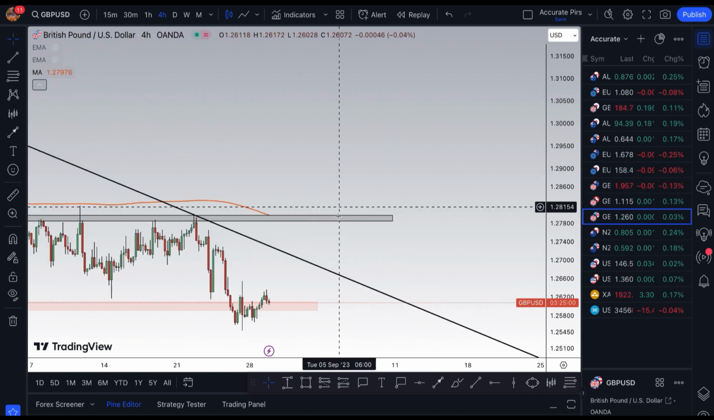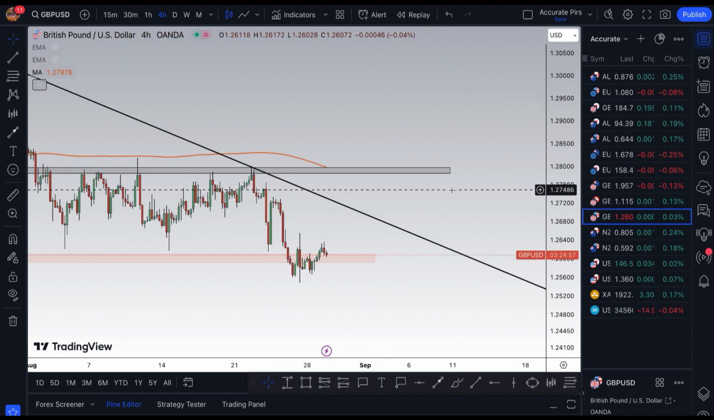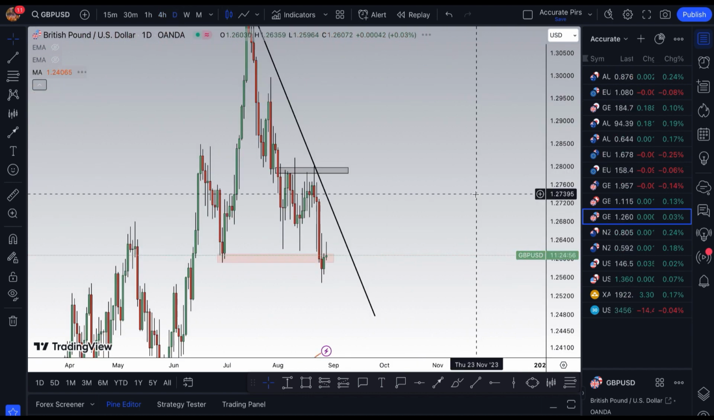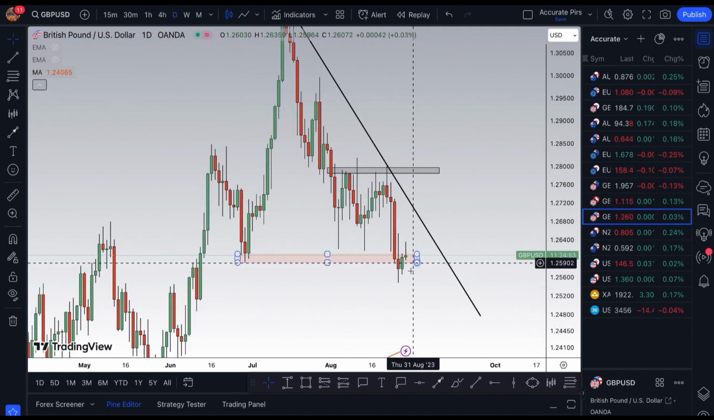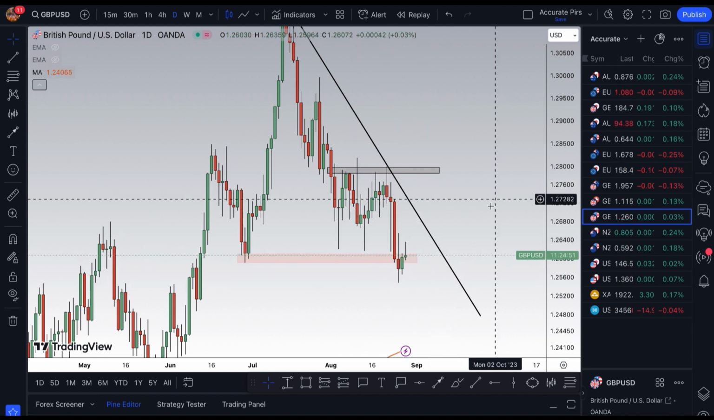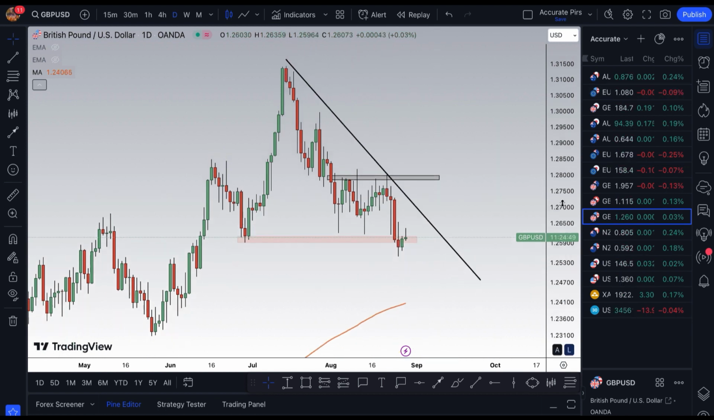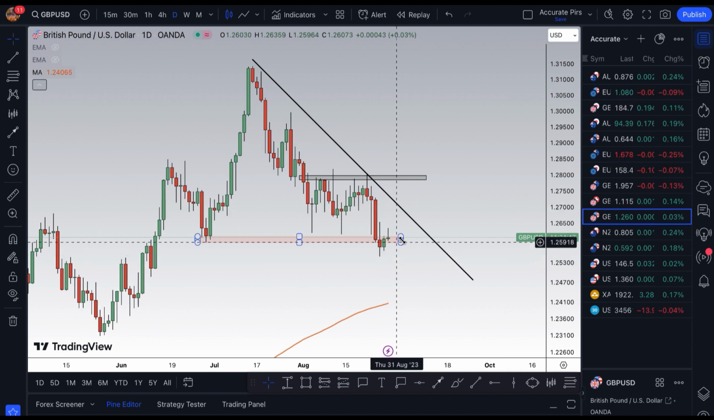GBP USD, a bit tricky with GBP USD. I did think this was the end of the downtrend and we could get some movement towards the upside, but the next few days will tell us. And don't forget, we've got non-farm payroll this week as well, so also got to be careful when you trade the dollar.